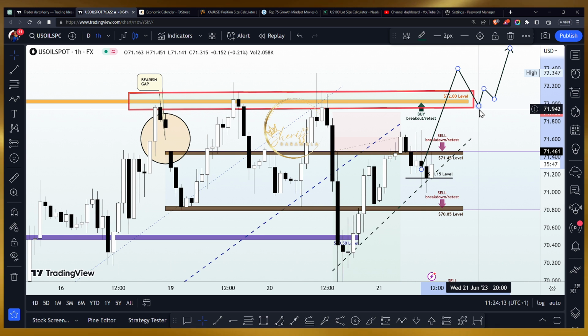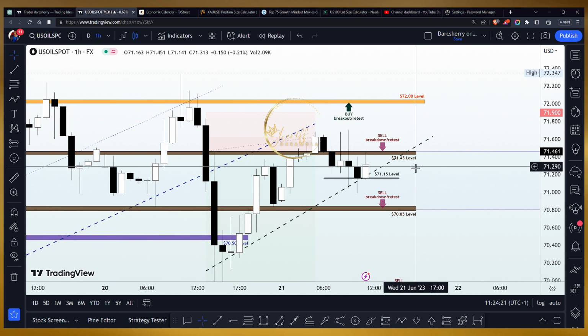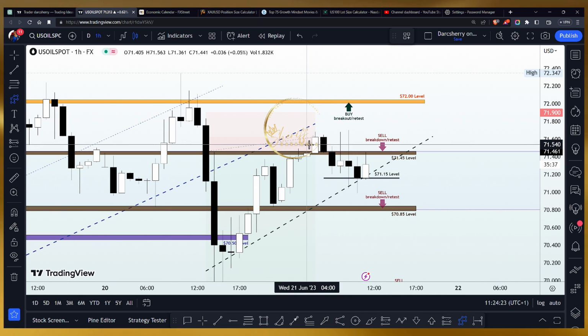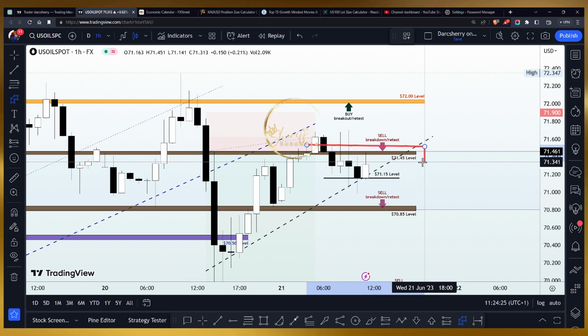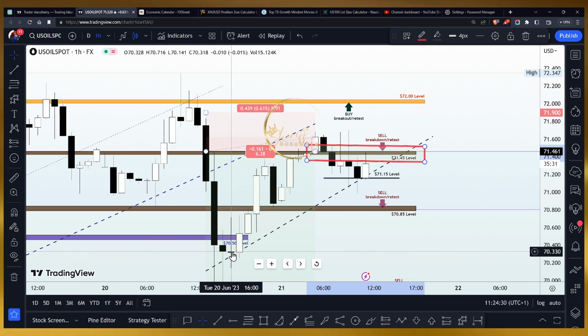So a breakout of the $72 level will be that opportunity I'm looking forward to buy. But if that does not happen and price action continues to remain below the $71.45 level, breaking down the trend line, then we are going to be looking out for selling opportunities below these levels. So that is my idea on the US All Spot for today.